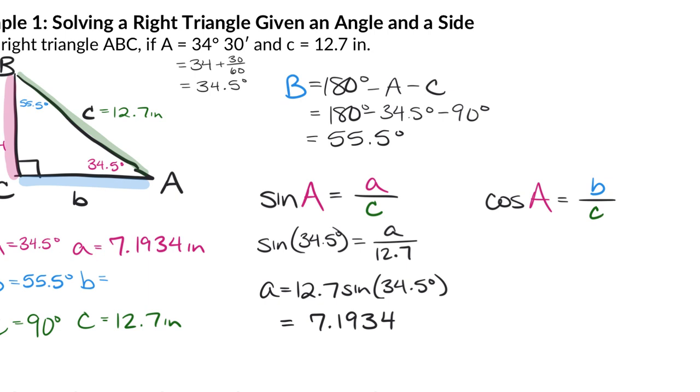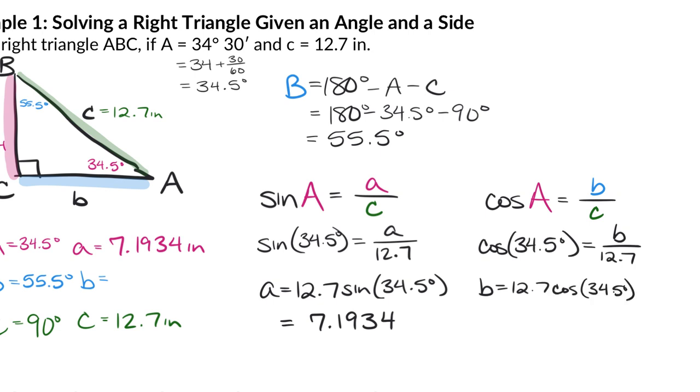We fill in what we know. We know angle A is 34.5 degrees. We don't know little b, so we leave it as a variable, but we know that C is 12.7 inches. Same math is required here to solve, so that's nice. You multiply both sides by 12.7, so that B is equal to 12.7 times the cosine of 34.5 degrees.